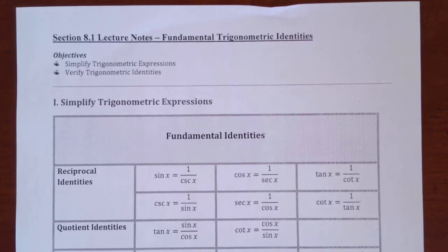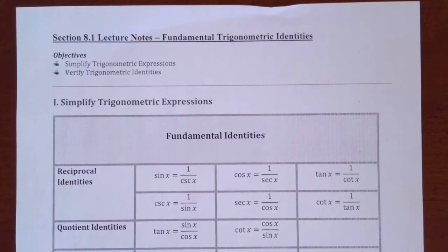Okay, welcome back. Today we're going to begin Chapter 8, which is the beginning of our third unit. Your third test will cover Chapters 8 and 9, the sections that we do out of those two chapters. So this section, 8.1, begins us on solving and proving trigonometric identities.